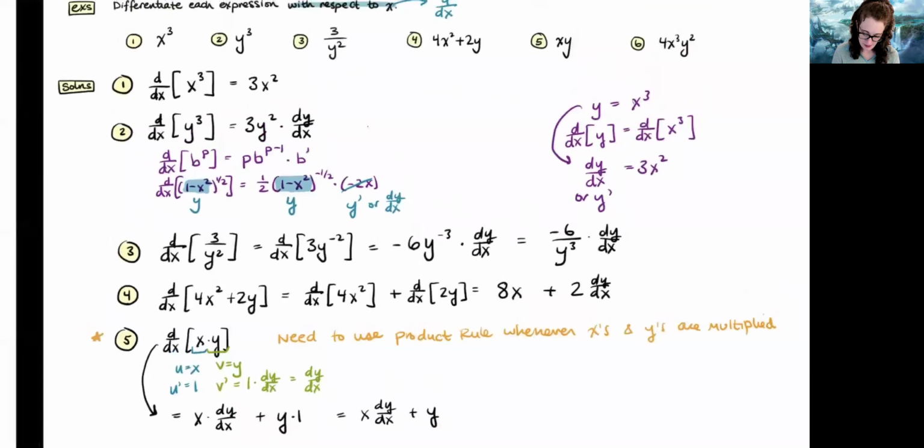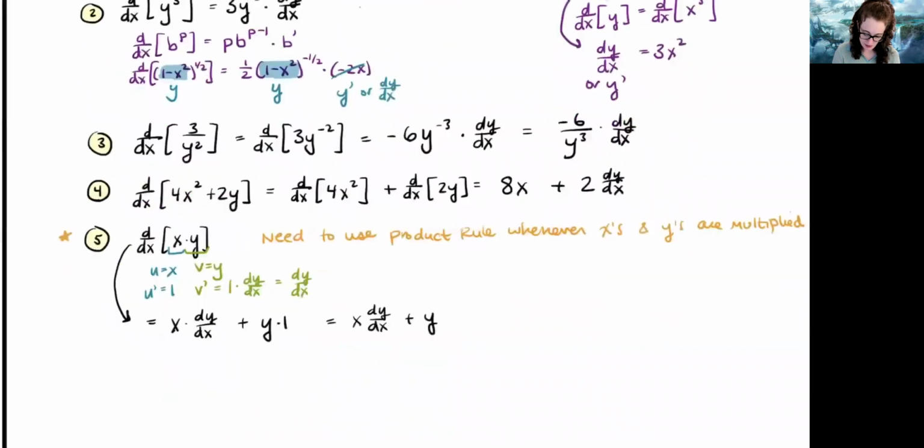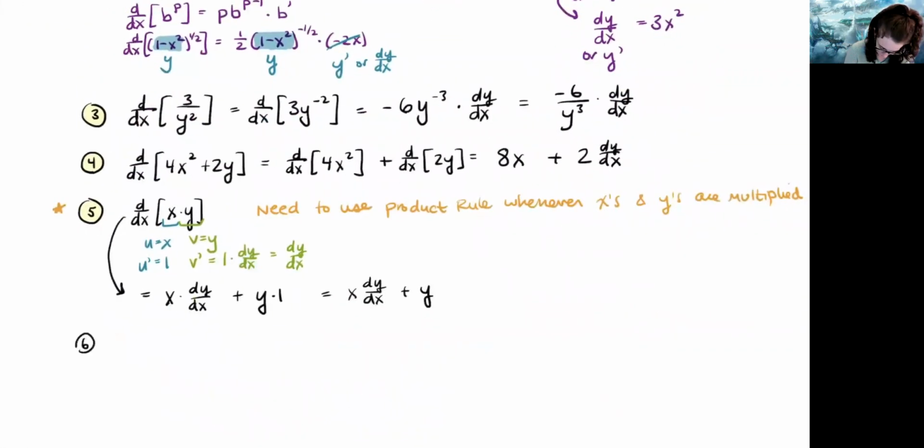Okay, example number 6 is 4x cubed times y squared. All right, so here again, we have another product. So we have to use the product rule on this one as well. So I encourage you to just pause this and see if you can put together the product rule, at least get it started.